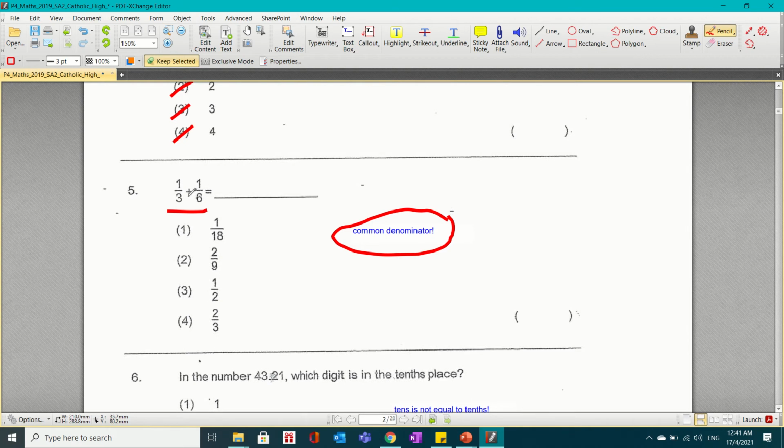So in the case of 3 and 6, you actually realize that 3 is a factor of 6, which means that I can simply convert this fraction into something with a denominator of 6. So 1/3 should simply be 2/6, and I can then add them up to get the answer 3.